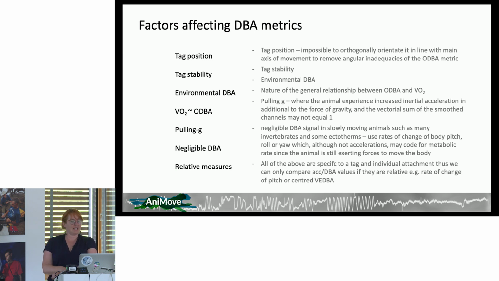We also have pulling G. My birds do this a lot, and it can affect how you say how expensive is one behavior compared to another. If the bird or any animal does some rapid change in velocity, say you're on a roller coaster and you go over the top of that roller coaster, you feel really light, and that's because you actually weigh less in that moment. There's less gravity acting on you, and so the sensor also doesn't pick up as much gravity. So its outputs are all of a sudden all lower.